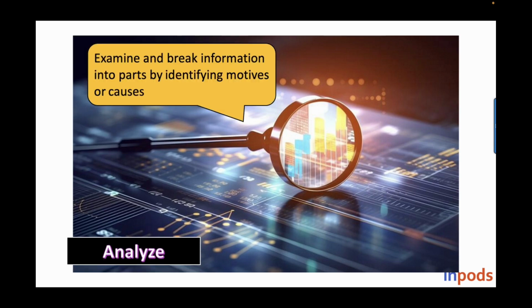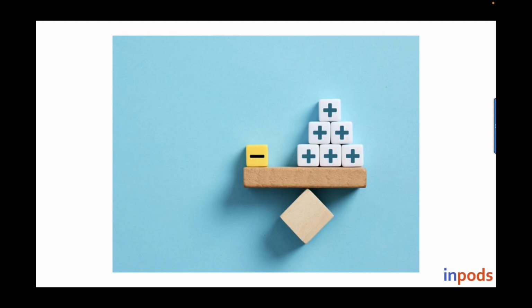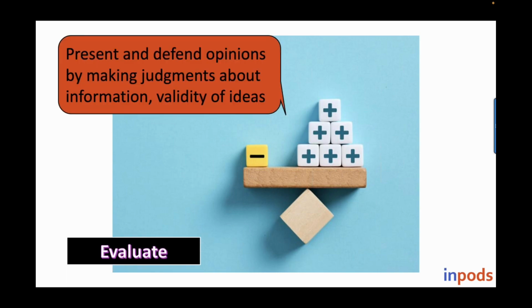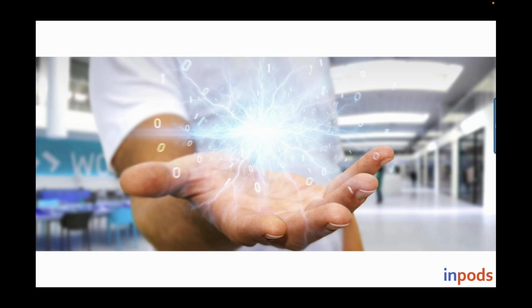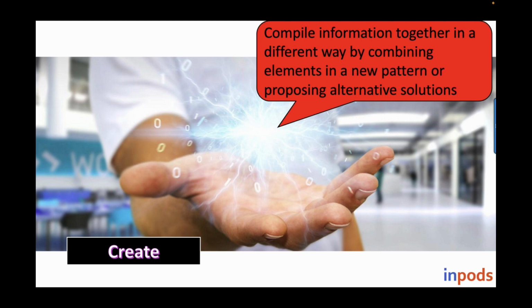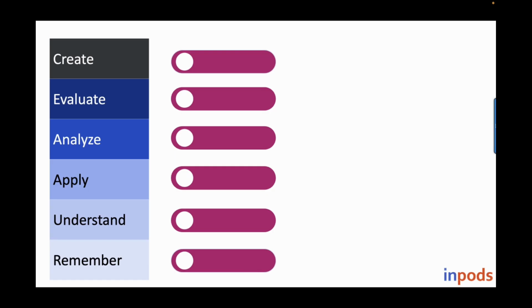And analysis, we have seen the example of that already. And evaluation is basically identifying the pros and cons, suggestions, advantages and disadvantages, and then presenting that in a way in which others will be able to read that correctly. And creating is comparing the information together in a different way, by combining the elements in a new pattern or proposing alternative solutions. We have used the example of mobile phones here.